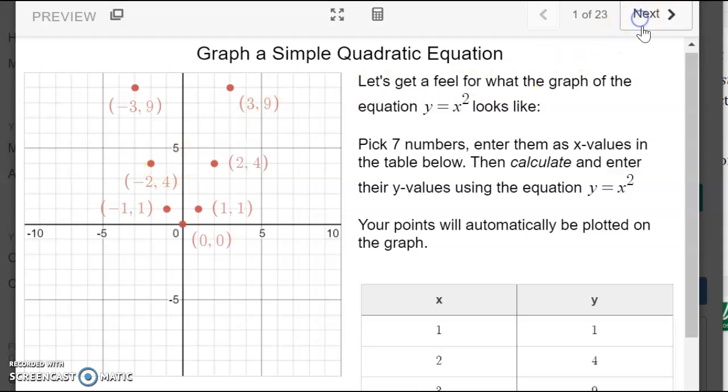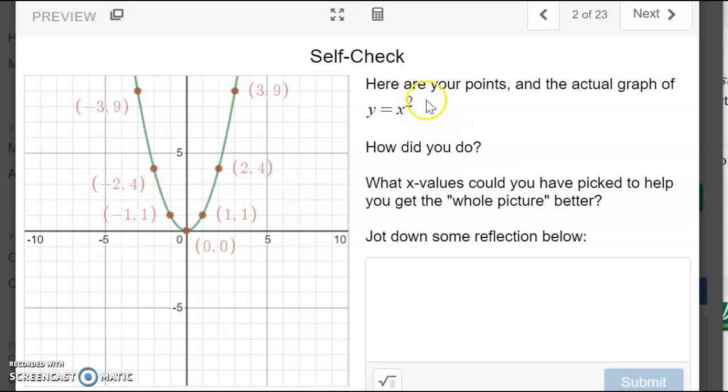Then I move on to the next. Okay, and here are your points and the actual graph of y is equal to x squared. The green curve is y equals x squared, and I've managed to get all of my points on it. That means I did all my calculations correctly. What x values could you have picked to help you get the whole picture better? Perhaps you picked some numbers that were way too high, beyond the graph.